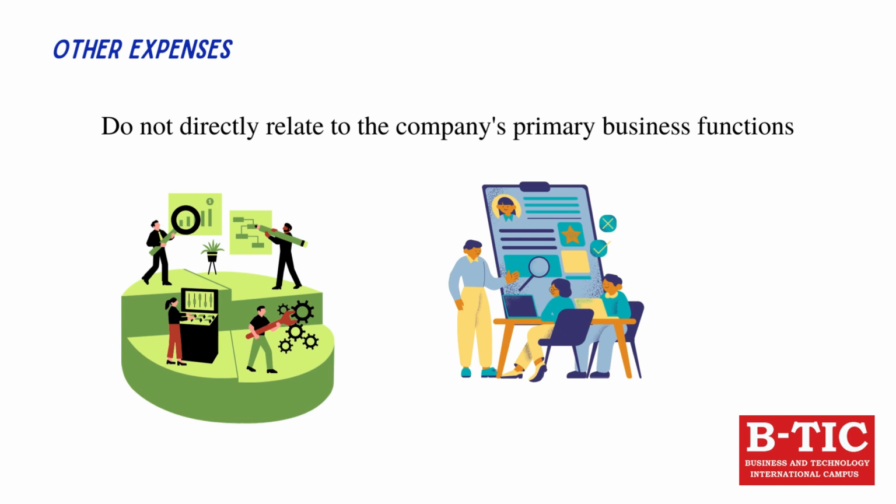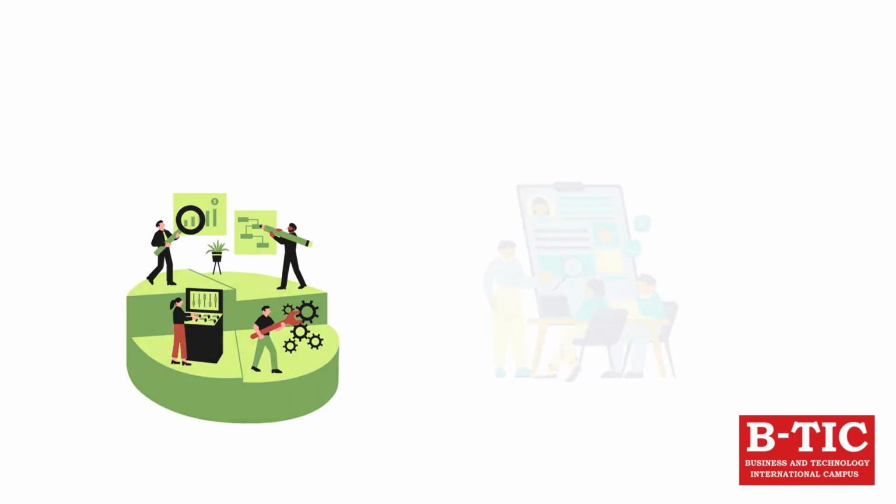Number three, other expenses. Other expenses include those which are incurred for the company's secondary businesses but do not directly relate to the company's primary business functions. They are costs that the organization doesn't have to incur in order to conduct its daily operations. Other expenses are further divided into two categories: direct expenses and indirect expenses.